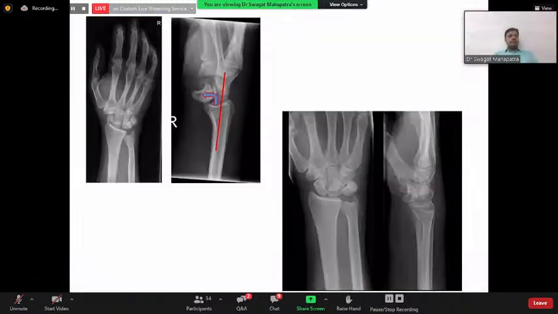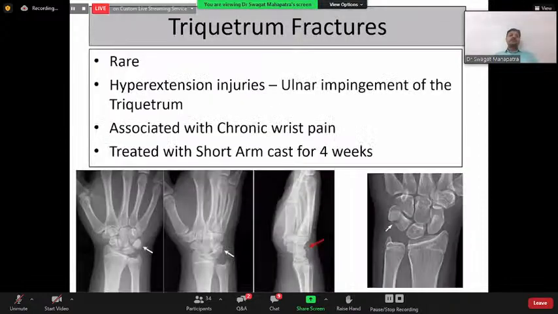So these are a few examples, X-rays showing lunate dislocation and transscaphoid lunate dislocation. So treatment is the same as for adult fractures, open reduction or closed reduction, fixation with wires for the dislocation, and in case of a scaphoid fracture, fixation with screw.